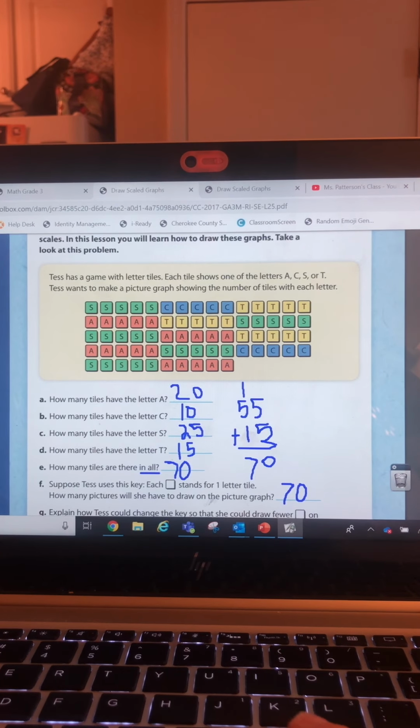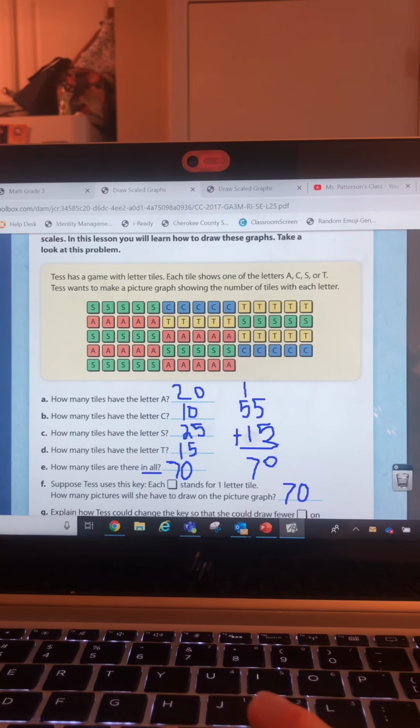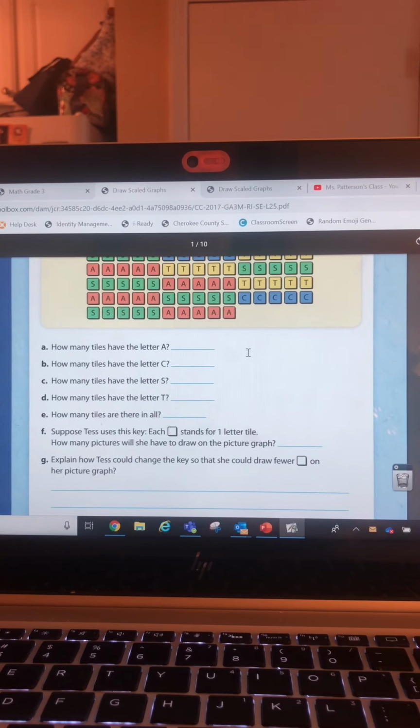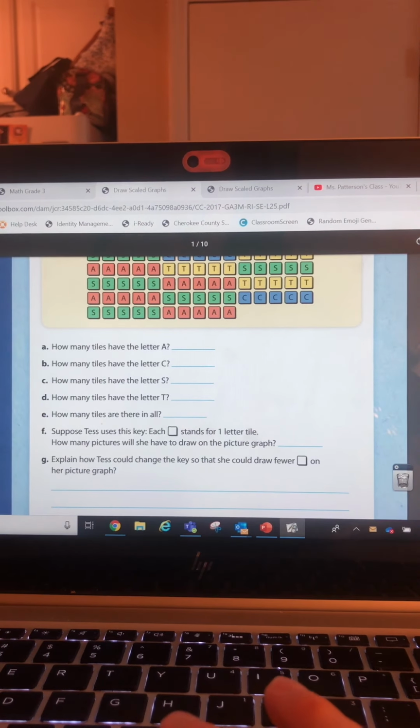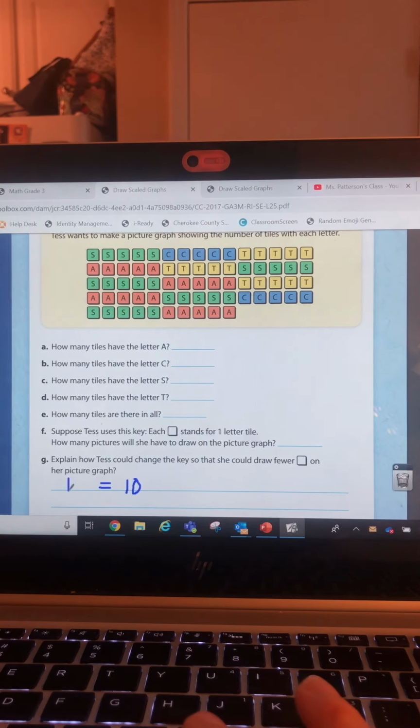Now, how can she change the key so she can draw fewer squares? We have 70 tiles here, and remember the key can stand for whatever we want it to stand for. So we have to think what number is going to make the most sense. It could be whatever number you want it to be. So I may pick something like 10. That means that each square is going to stand for 10 tiles.